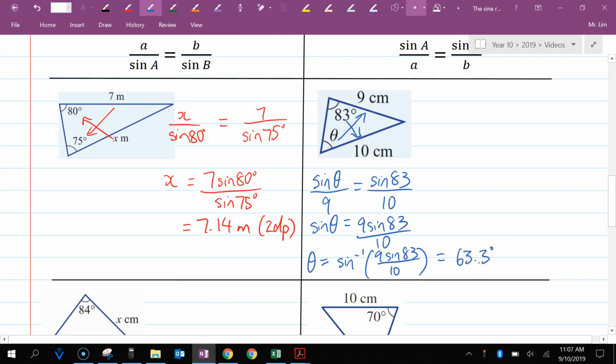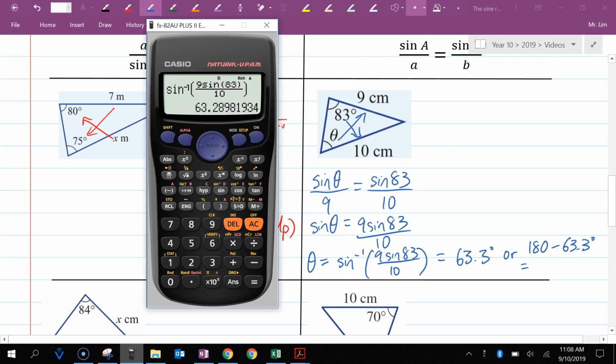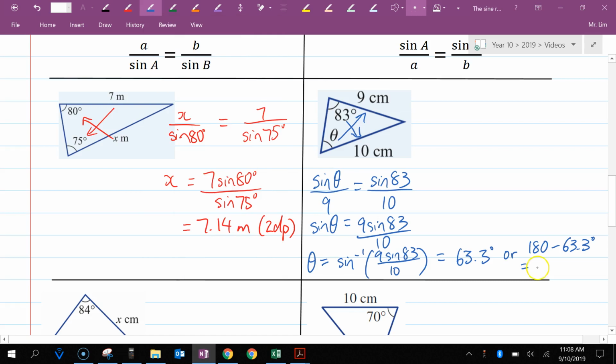Now, there might be two answers whenever we're finding an unknown angle using the sine rule. Because our calculator only gives us an acute angle, it's possible that the angle could be obtuse. So we just need to double check that. So the other angle that this could be is 180 minus 63.3 degrees. If we were to do 180 minus that, we'll get 116.7 degrees.